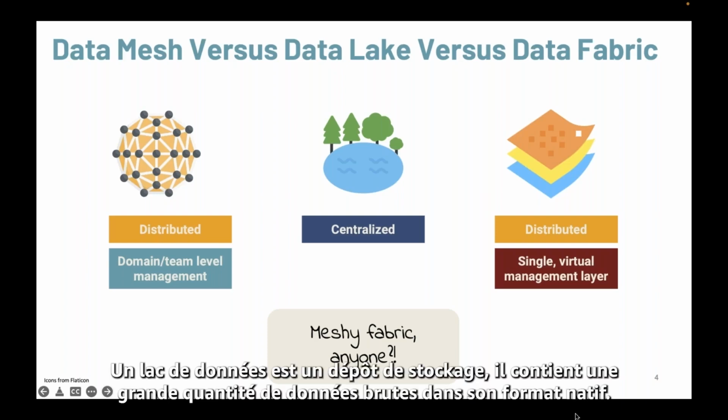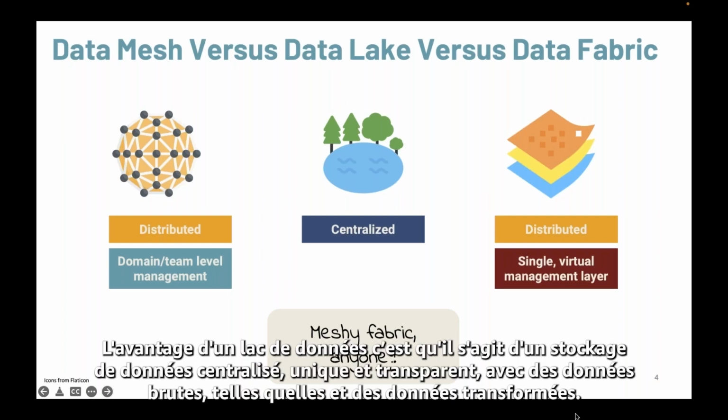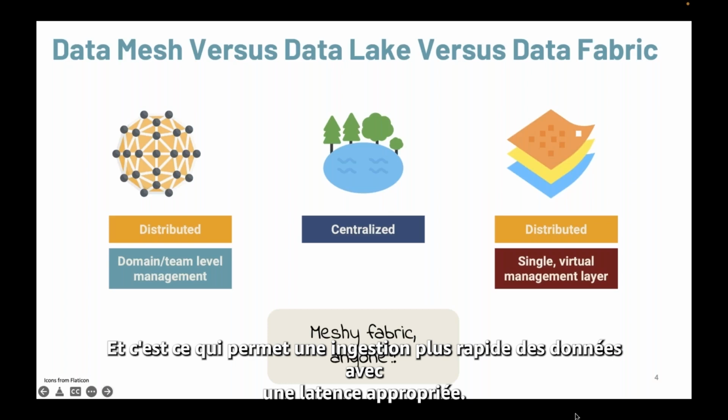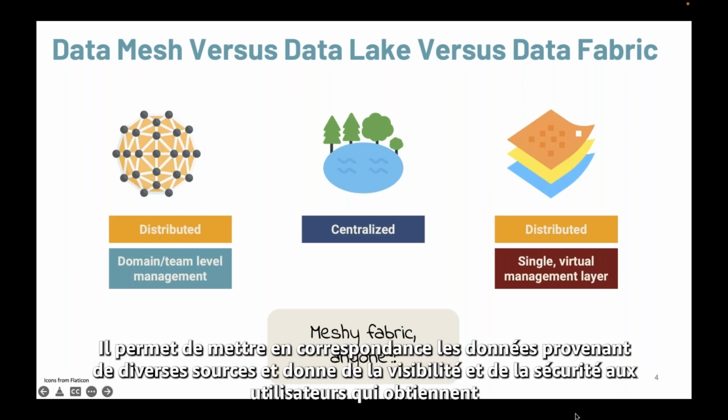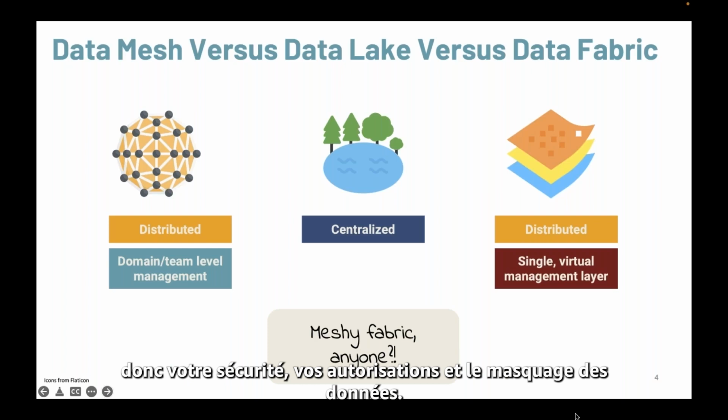So a data lake is a storage repository. It holds a vast amount of raw data in its native format. So a hierarchical data warehouse stores data in files and folders, and the data lake uses a flat architecture to store the data. So here, the advantage of a data lake is that it's a centralized, singular, schemaless data store with raw as-is data, as well as some massaged data as well. And it's the mechanism for fast ingestion of data with the appropriate latency, and it helps to map data across various sources, and it gives visibility and security to users. You get a catalogue to find and retrieve data and a costing model of centralized service with the ability to manage those governance angles, so your security and permissions and data masking.